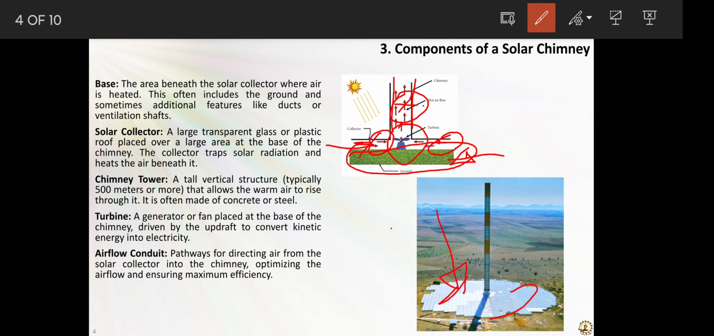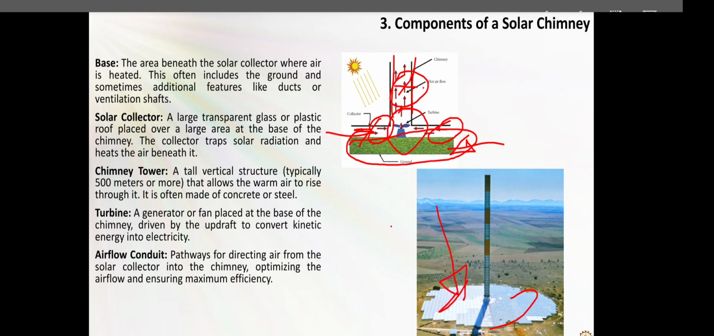Airflow conduct, that is the pathways for directing air from the solar collector into the chimney, optimizing the airflow and ensuring maximum efficiency. So these are the five basic components of a solar chimney.